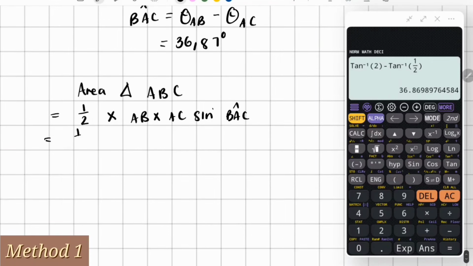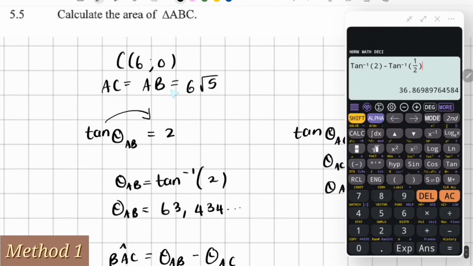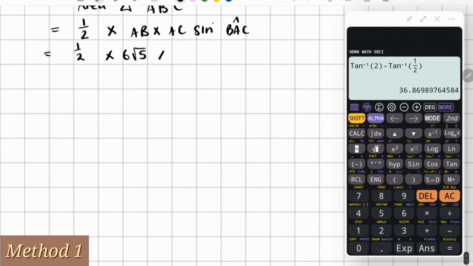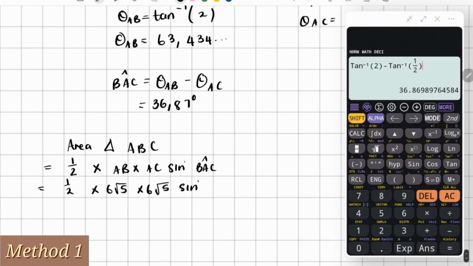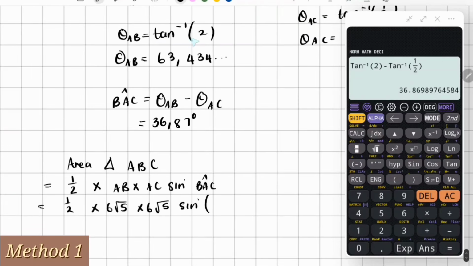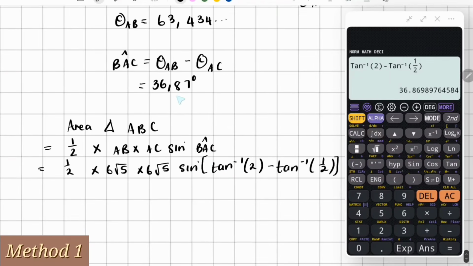So if we do this, this is going to be a half multiplied by AB. We already knew that to be 6 square root 5. And of course, AC is also 6 square root 5. So multiply by 6 square root 5. Then we're saying sine of this angle. If you want to be exact, instead of using this, that has already been rounded off, you could say sine of shift tan of 2 minus shift tan of 1 over 2. So you could also just do that, just to be exact. Or you could use this, but maybe a decimal might be off. It also might not be, but then again, we are multiplying, so that could happen.